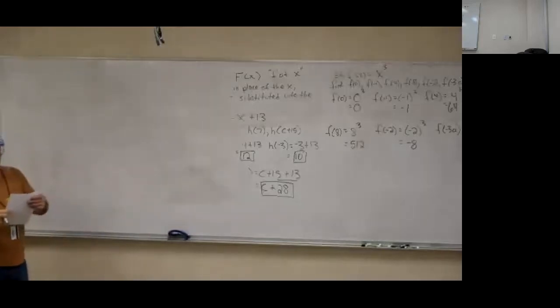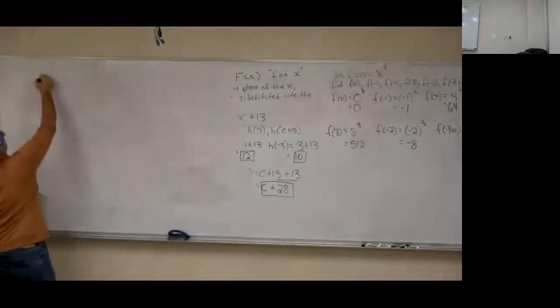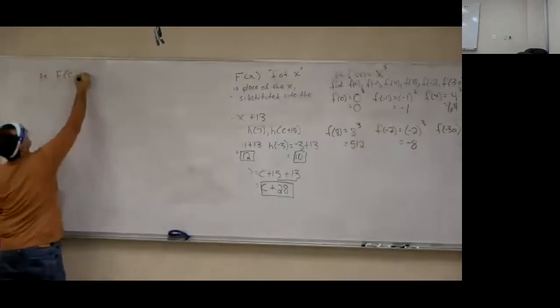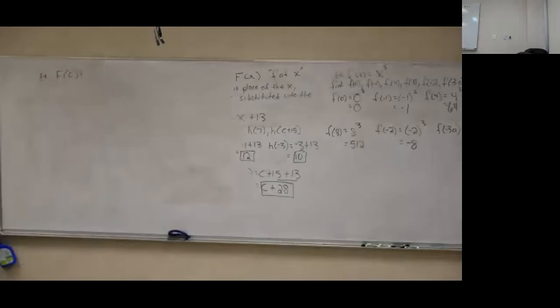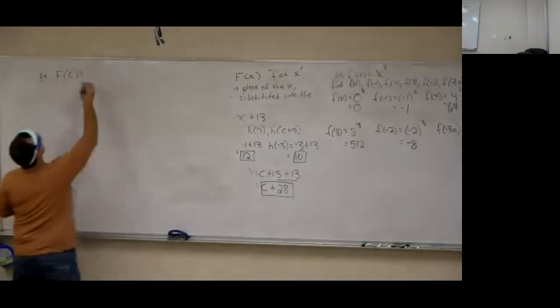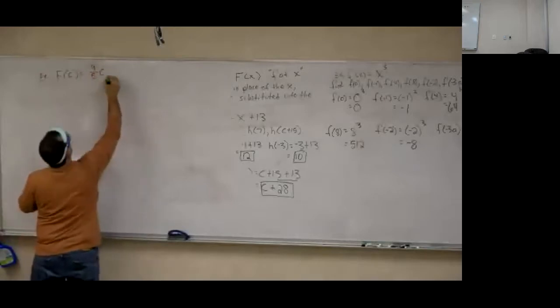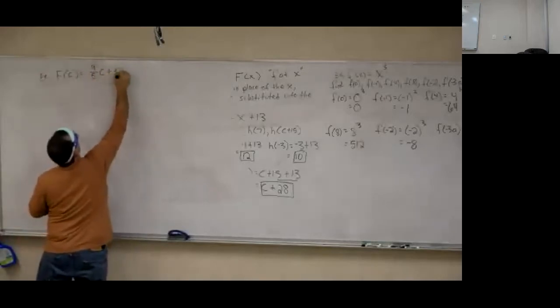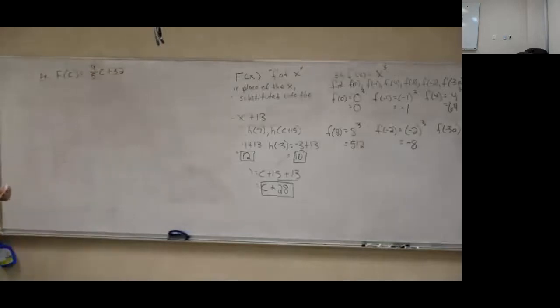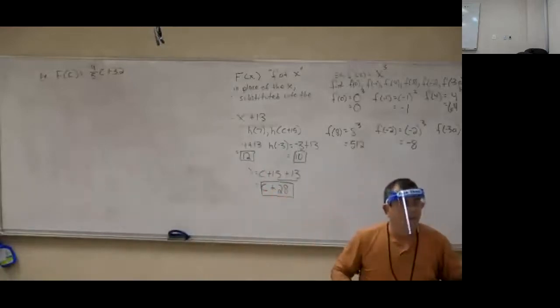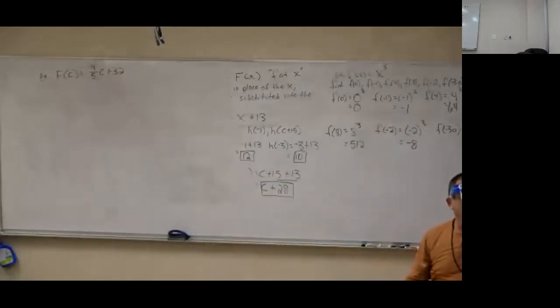All right, let's see if y'all recognize this formula here. I'm going to do f of c equals 9/5 c plus 32. What's that formula for? Fahrenheit and Celsius, right?